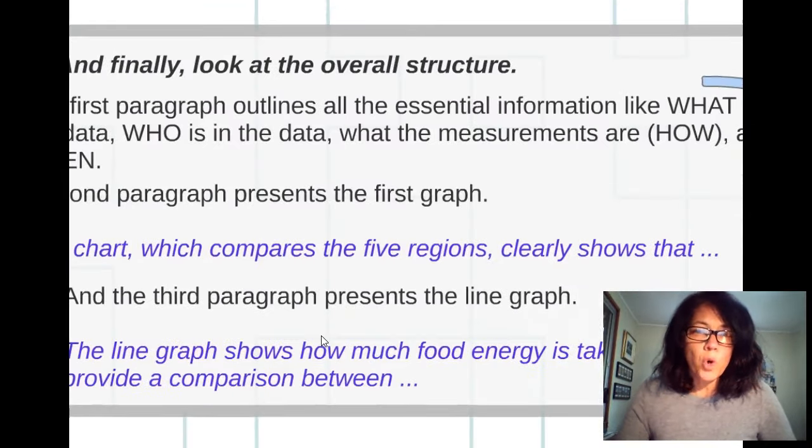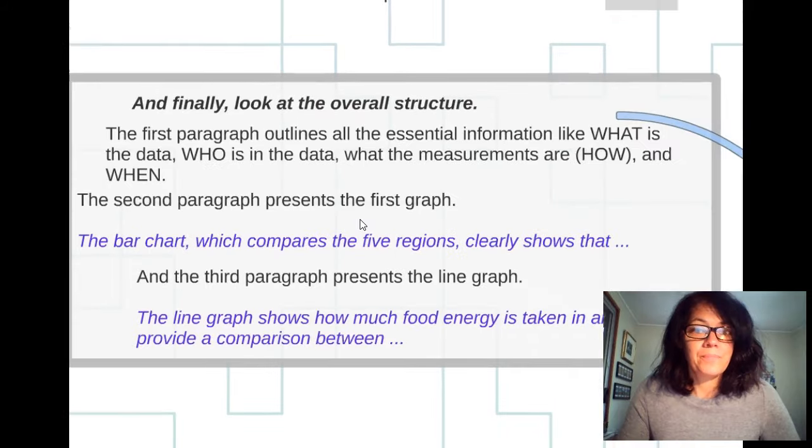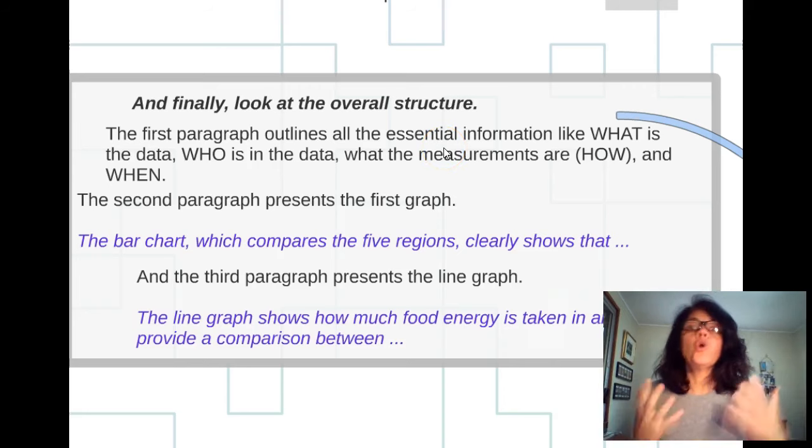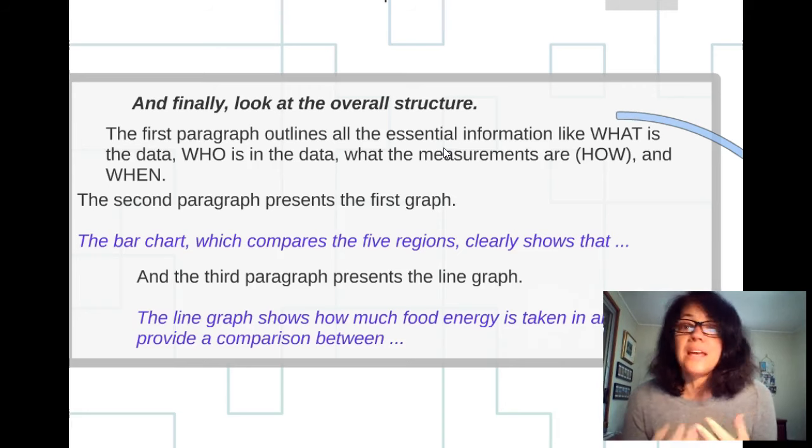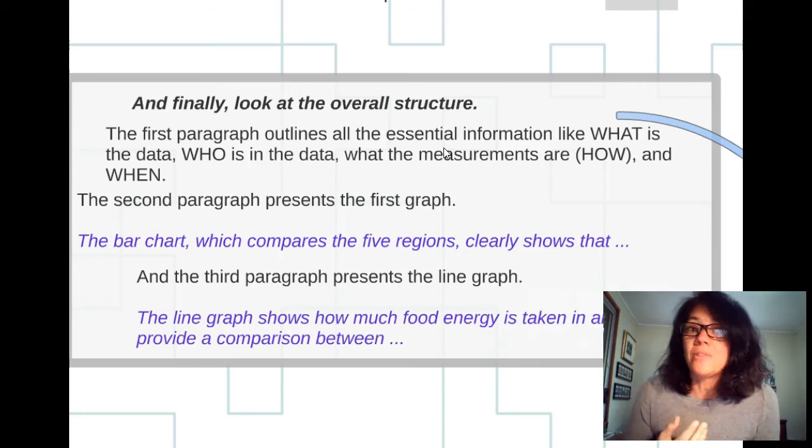So we've looked at 4 writing features. Now let's think about the overall structure. The first paragraph outlines all the essential and broad information, like what is the data about, who is the data about, what the measurements are, are they in percentage or calories or energy. The second paragraph shows the first graph.